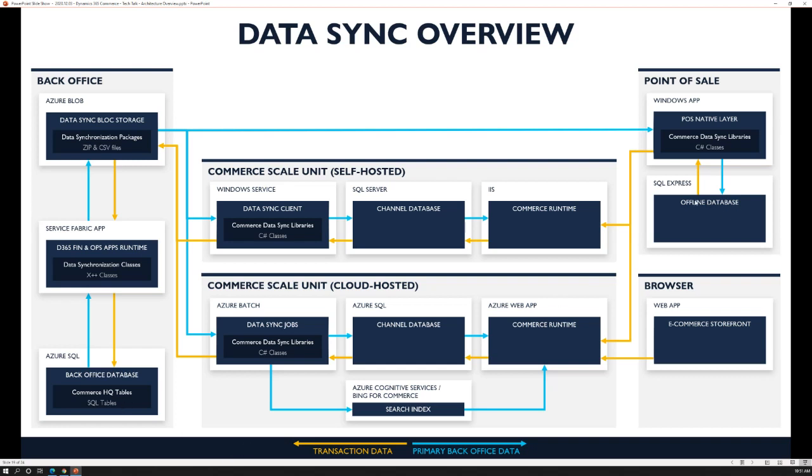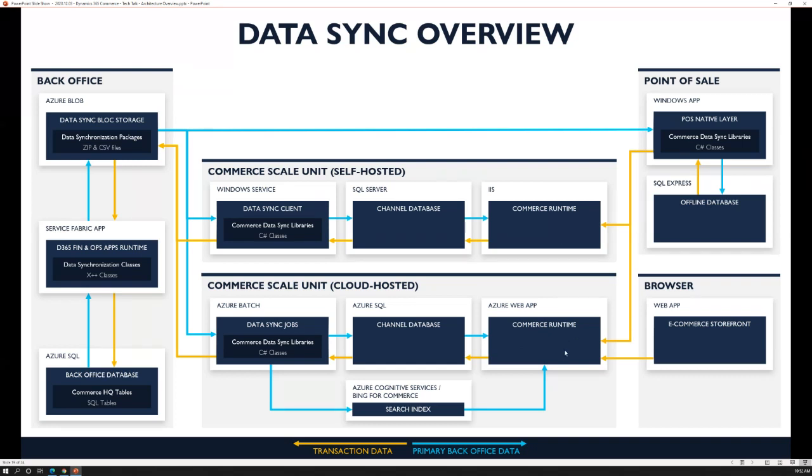In the case of offline database, so let's say you lose connectivity here for this point of sale solution, we start to store transactional data here in the offline database. So that's where that gets stored. Once the device comes back online, the native layer here, the same Commerce data sync libraries, will bulk upload any transaction that's stored in this offline database and just upload it again as transactions into this Commerce Scale Unit.